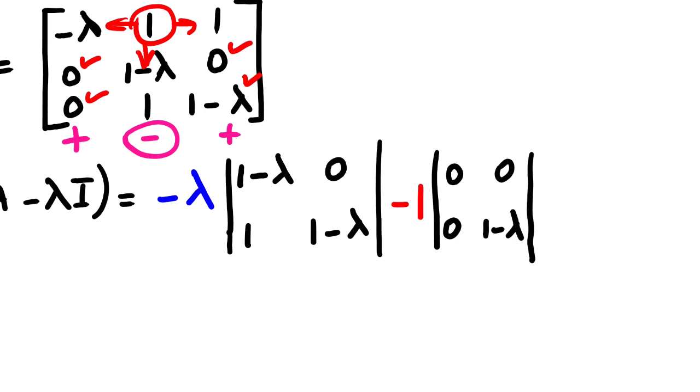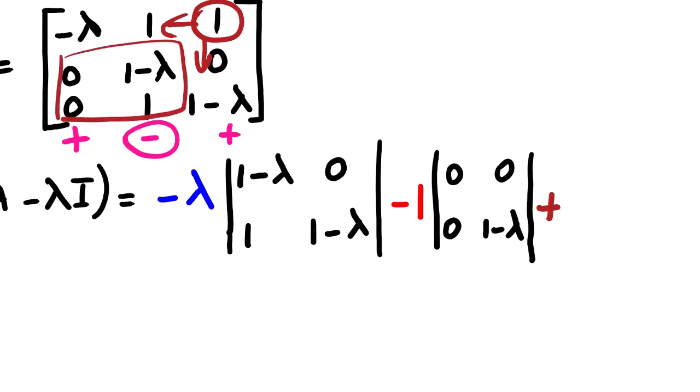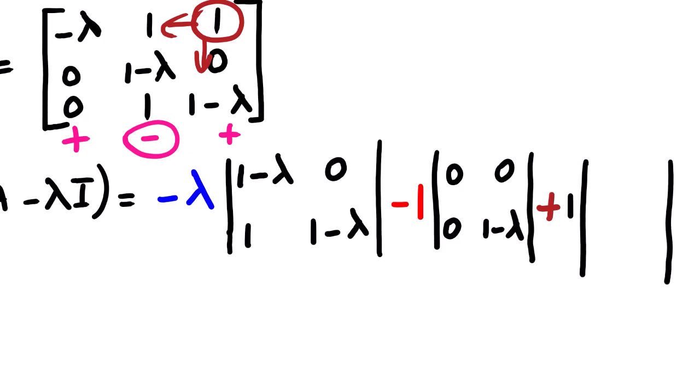Then we have plus. Our last element is this one. We ignore this row and column to produce this. So we have positive 1, and the matrix 0, 1 minus lambda, 0, 1.